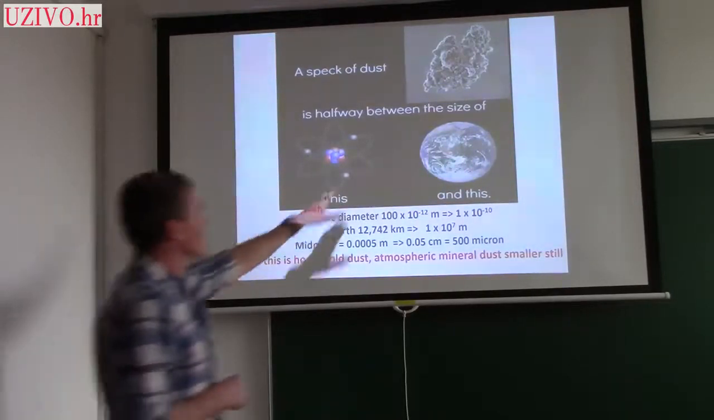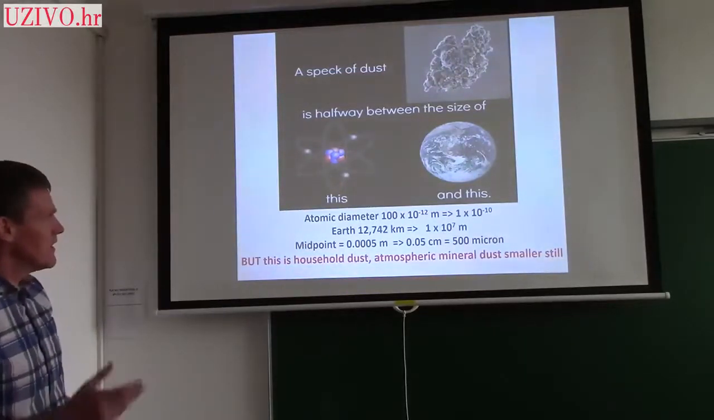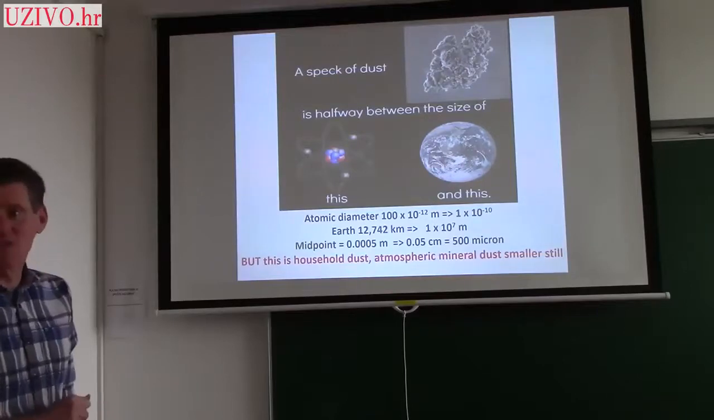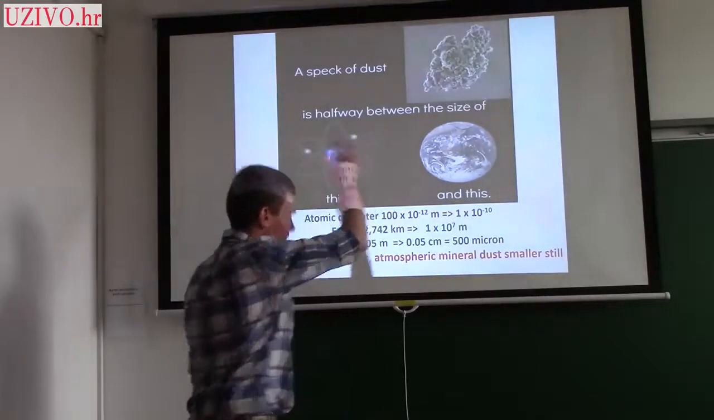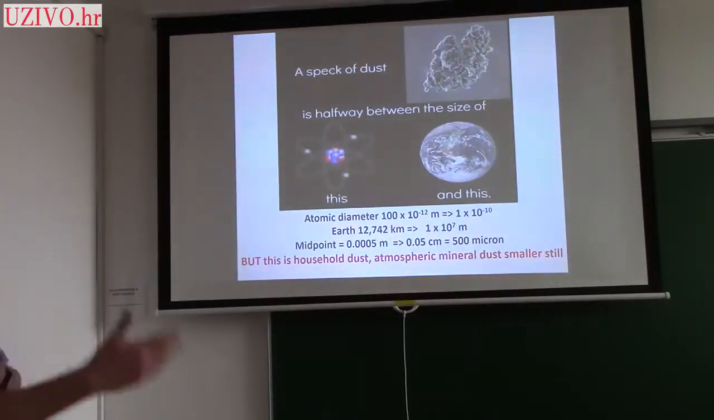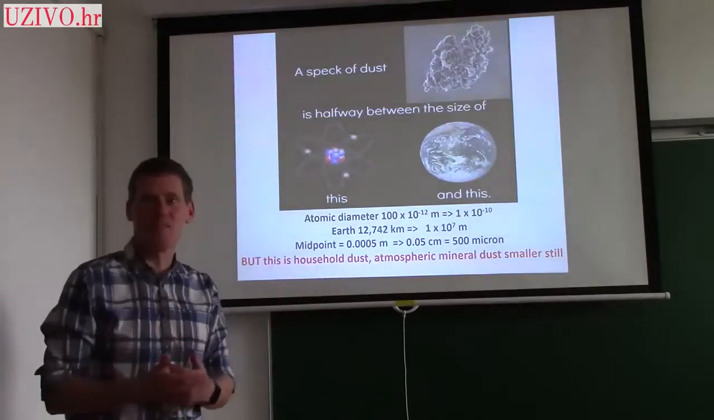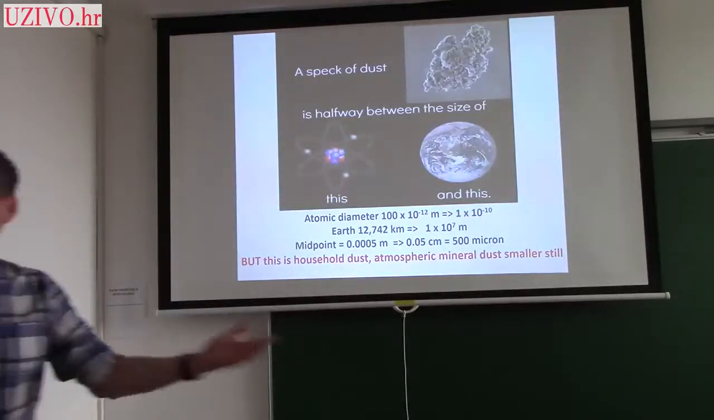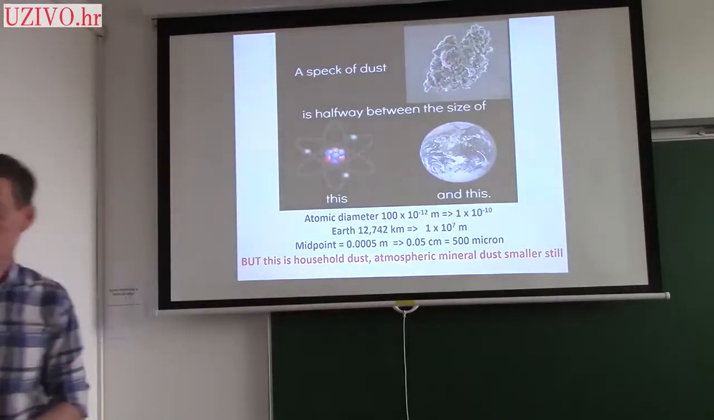But that's household dust. Atmospheric mineral dust is 20, 50, 100 times smaller than that. It's always a nice thing when you talk to people who aren't scientists about different quantities. People don't know what an order of magnitude is, or two orders of magnitude. A billion, a trillion. To an American and a European, a billion and a trillion are different.